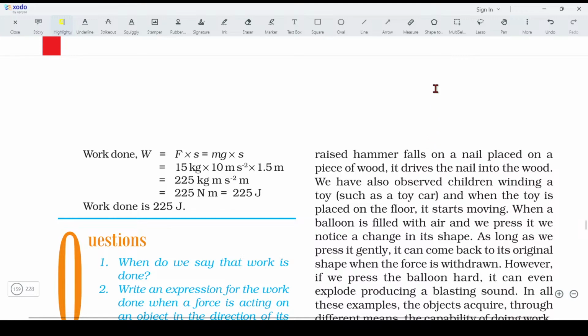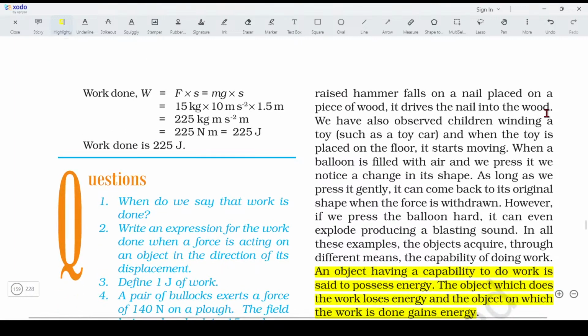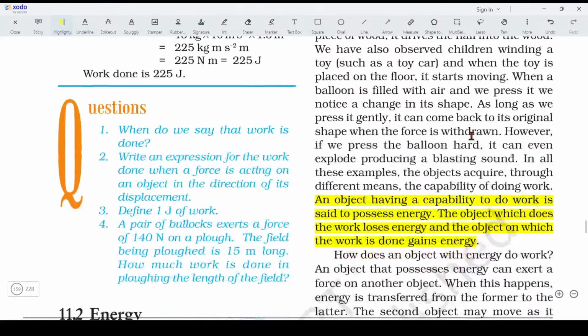Let's say a ball falls on a glass, and the glass breaks. Who gave energy to whom? The ball gave energy to the glass. Here the children are winding a toy. Who is giving energy to whom? Children are giving energy to the toy car. Very good.